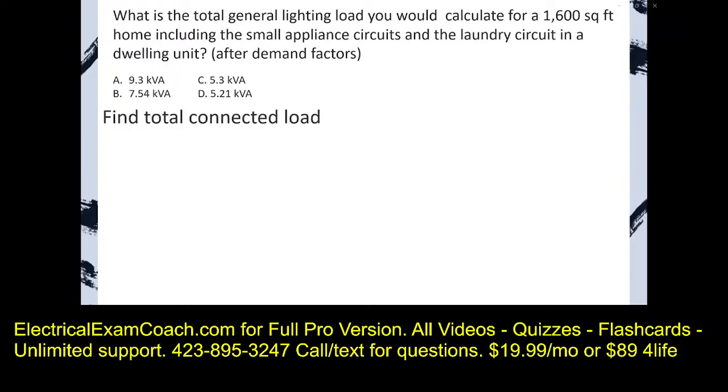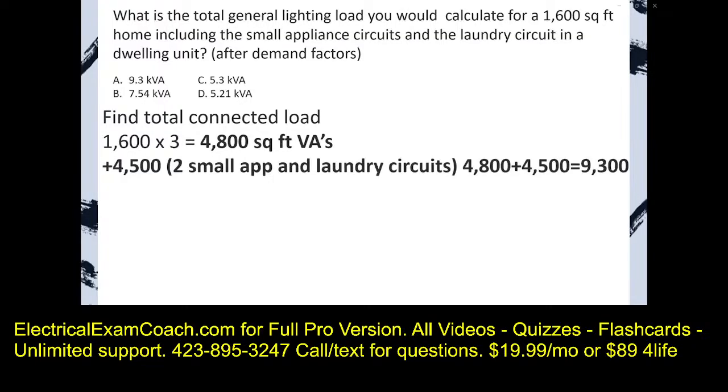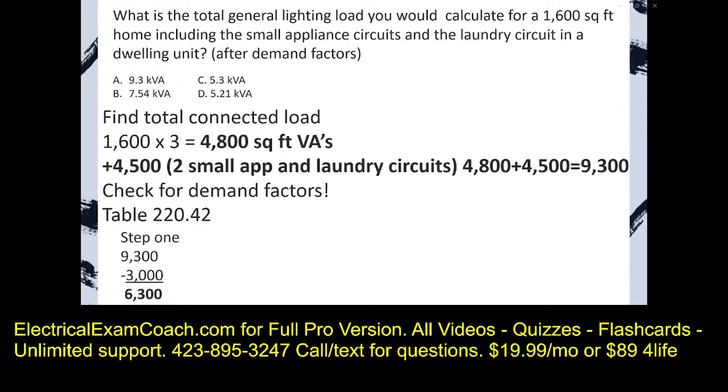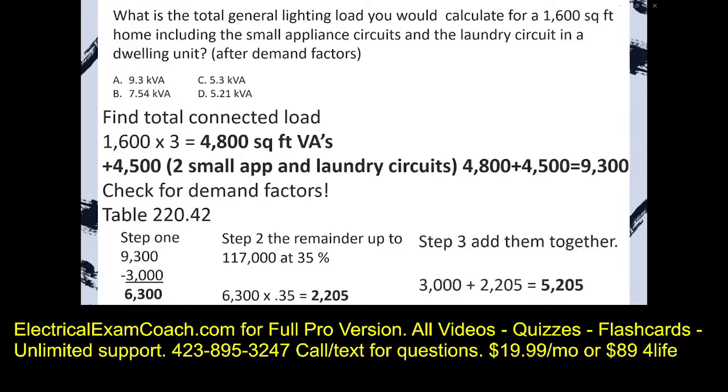Step 1, find our total connected load. We're going to take our 1,600 square foot multiplied by 3 VAs per square foot, and that equals 4,800 general square foot VAs. Now we need to tack on our 4,500 for our 2 small appliance and 1 laundry circuits. Then we take that load and we check for demand factors. We head to table 220.42. We're going to take our first 3,000 at 100%. Then we're going to take that remainder at 35%. Then all we have to do is total the 2 back together. And we're going to select D.